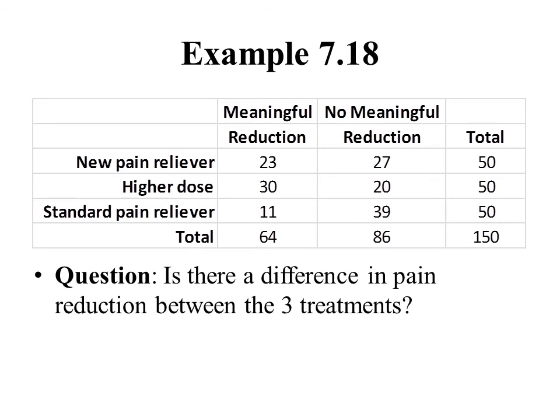The question that we're asking here is, is there a difference in pain reduction between the 3 treatments? We've got our data arranged in a table. Each number represents frequencies, and we're asking, is there a relationship between the type of pain treatment and the amount of reduction? So this is going to be a test of independence.